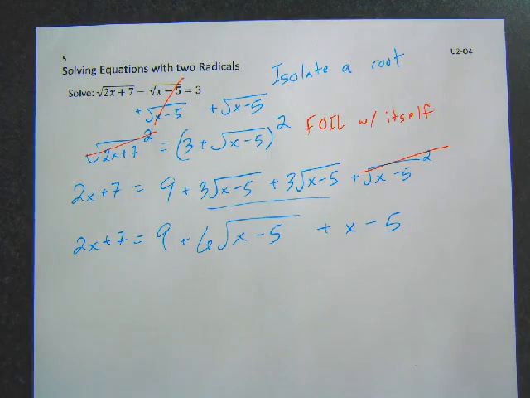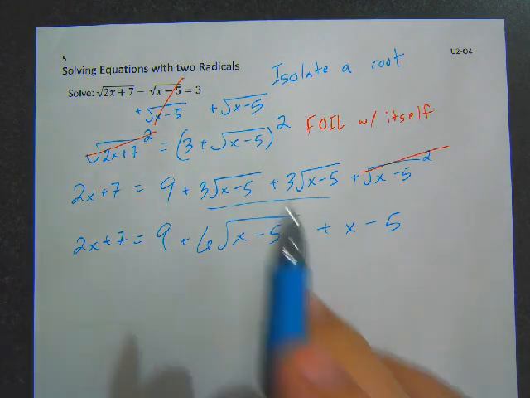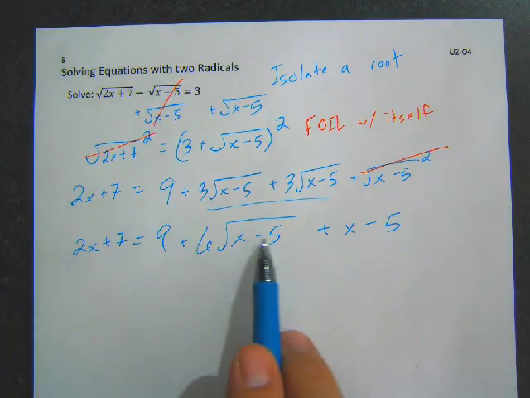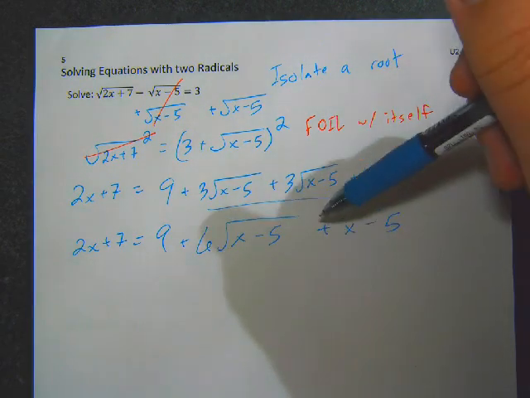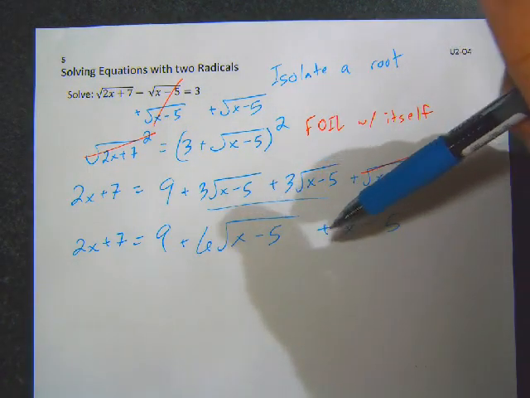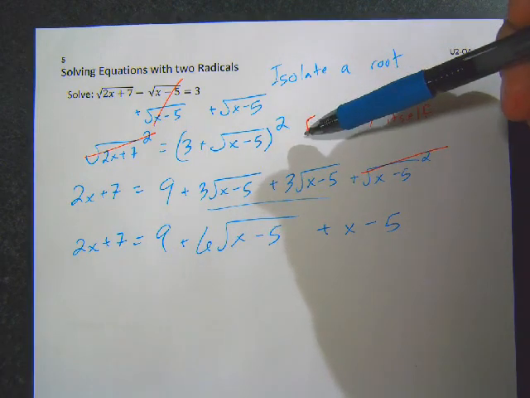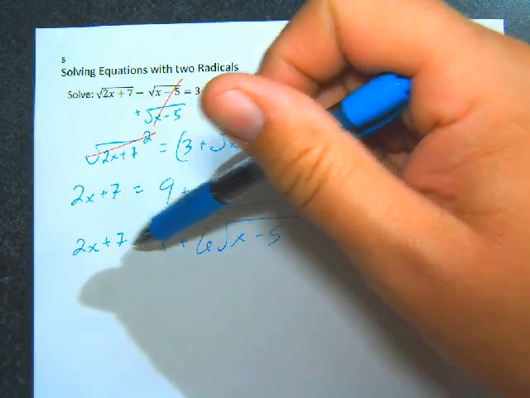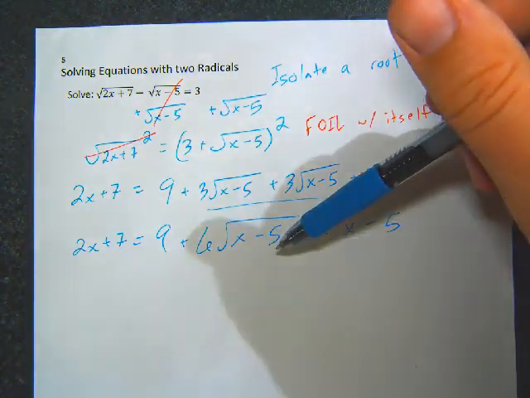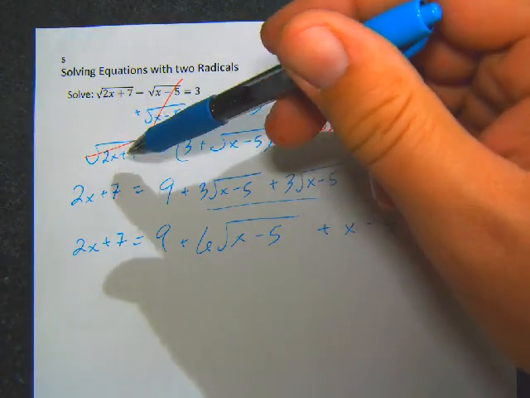Okay, so at this point, you notice that we went from having 2 roots to having just 1 root. And so that's why, even though we didn't finish this, we don't have a final answer or anything, squaring both sides is still valid. If you can get a root by itself, you can get rid of at least one of the roots and get to the point where you have fewer roots. So in this case, it works to do this.